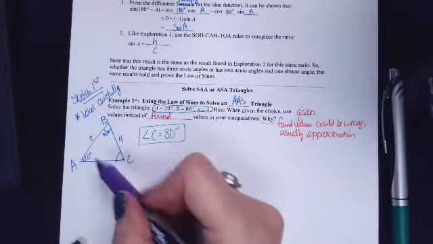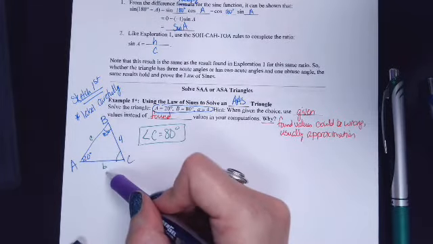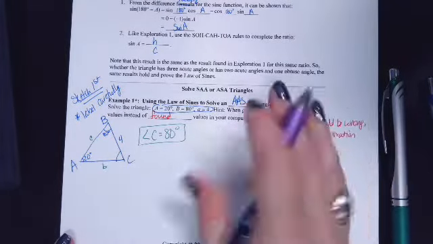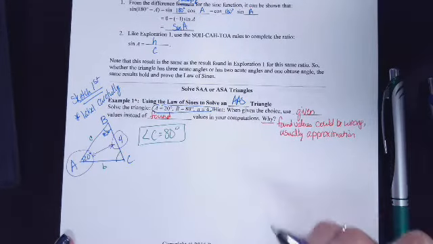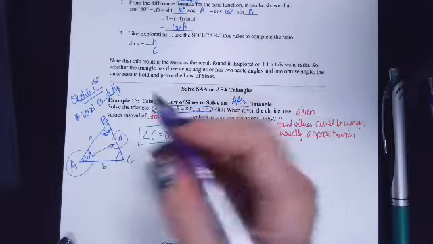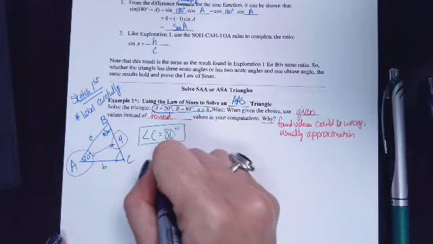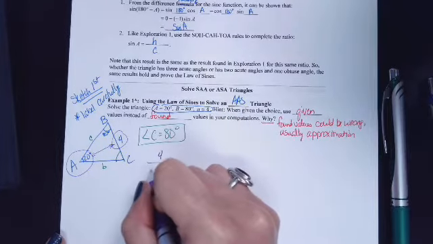Next, I need to solve for these remaining two sides. I'm going to use the law of sines. I'm going to start with the pair I know. Well, the pair I know is A. And I can stack it whichever way I want. I'm going to choose to put the side length on top.